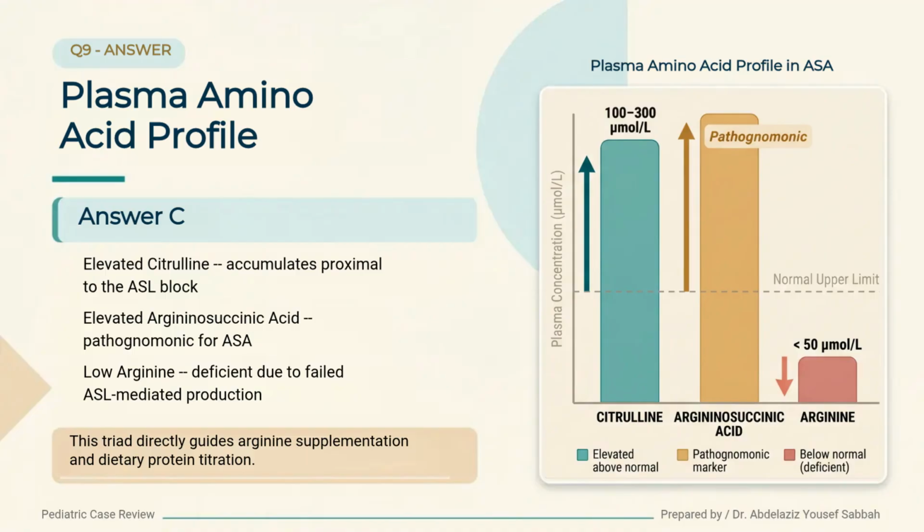The correct answer is option C, elevated citrulline, elevated argininosuccinic acid, and low arginine. Citrulline is elevated because it accumulates proximal to the argininosuccinate lyase block. Argininosuccinic acid is elevated and is pathognomonic for this disorder because this metabolite builds up only when the lyase enzyme is deficient. Arginine is low because its production depends on the lyase reaction, which has failed. This characteristic triad of high citrulline, high argininosuccinic acid, and low arginine directly guides clinical management, including arginine supplementation and dietary protein titration.